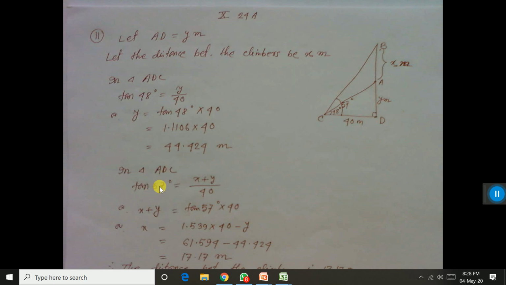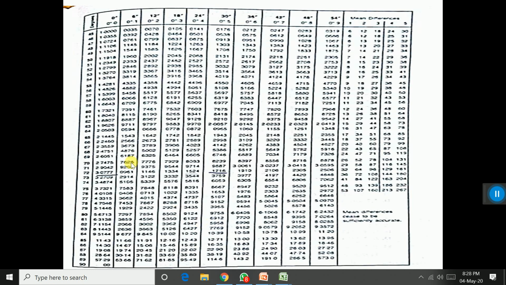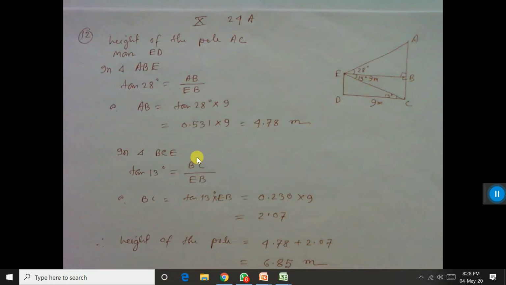Now if you take tan 57 degrees, that means in triangle BDC, tan 57 degrees equals perpendicular x plus y by base 40. That's why it is written perpendicular by base. Now x plus y equals this into this. The tan 57 degree value we have to see from the table. Tan 57 degrees, it is here, 1.5099.